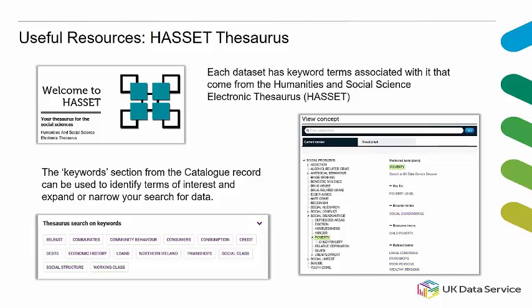For example, you can see on the right-hand side that I've searched poverty in the HASSET, and it has provided links to returned results in our data catalogue. You can see that here. But in addition to this, it has also suggested broader terms such as social disadvantage, narrower terms such as child poverty, and related terms such as living conditions, pawn shops, poor persons, and wealthy persons. So it could be worth exploring these other links to see if they're applicable to your research.